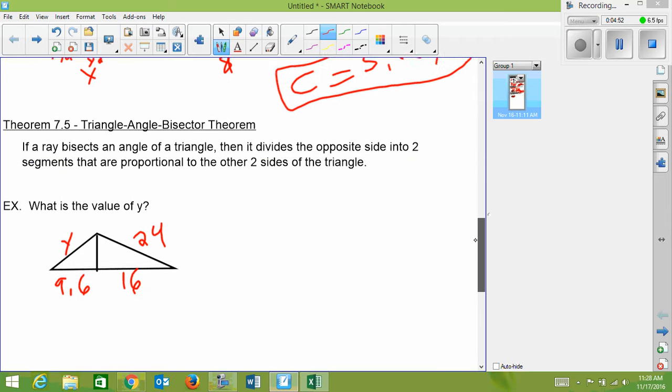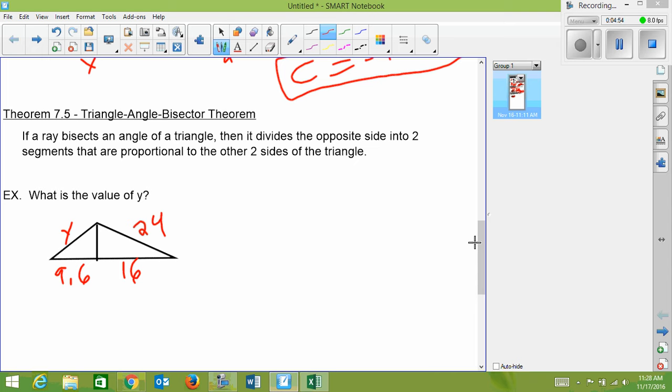Theorem 7.5 says it's the triangle angle bisector theorem. It says if a ray bisects an angle of a triangle, bisects means it cuts it in half equally, then it divides the opposite side into two segments that are proportional to the other two sides of the triangle. And let's just assume that my drawing is perfect and that it looks like it's perfectly bisected there. I suppose I should have drawn this in here to show you that those two things are equal. So now, because I know that that is equal, I can set up a proportion to solve this.